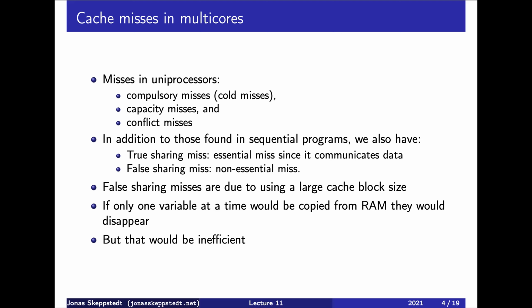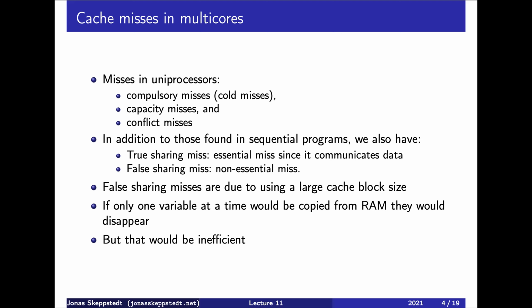But one can also measure the network traffic due to these misses. So true sharing misses are essential cache misses and result in essential network traffic, while the false sharing misses perhaps should be avoided.